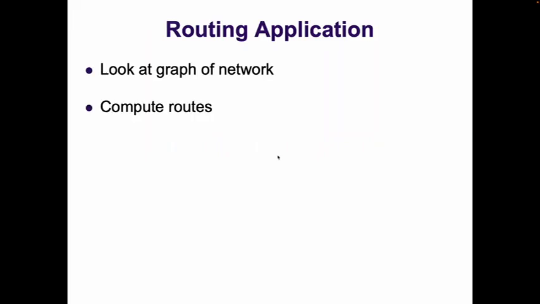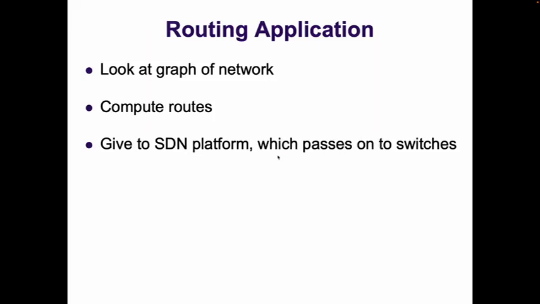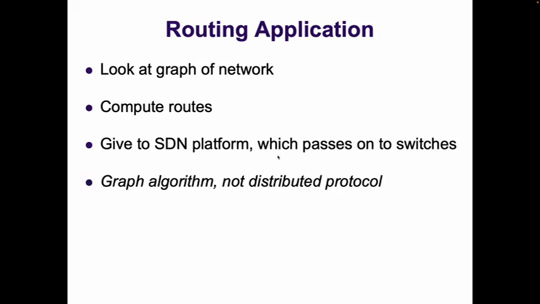So what does this really mean? It means for a routing application, you look at the graph of the network, you compute the routes, you give it to the SDN platform, which passes it on to switches. It's a graph algorithm, not a distributed protocol. That's how it gets simpler. If I want to change how I route, I just change my graph algorithm. I don't have to say, oh my goodness, what switches need to talk to what other switches in order to compute this thing. It's a graph algorithm.